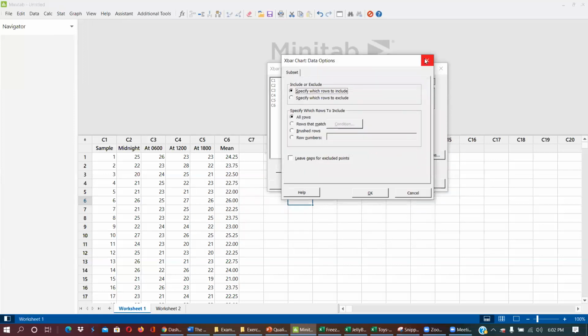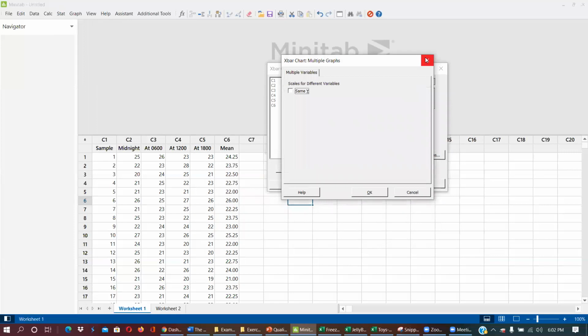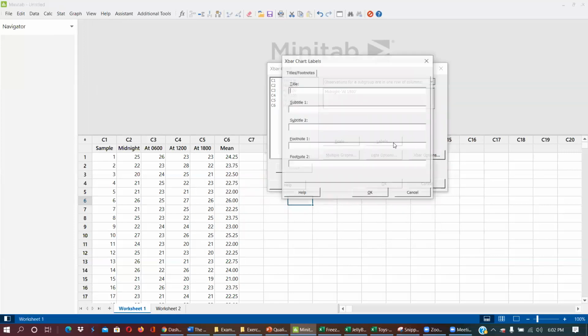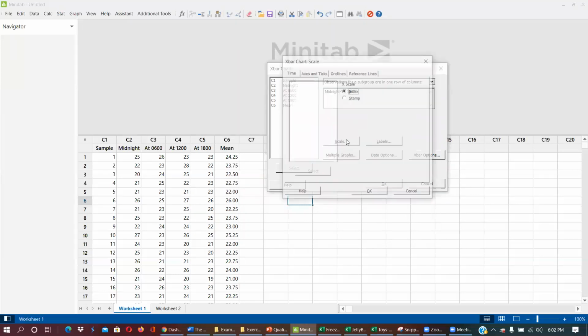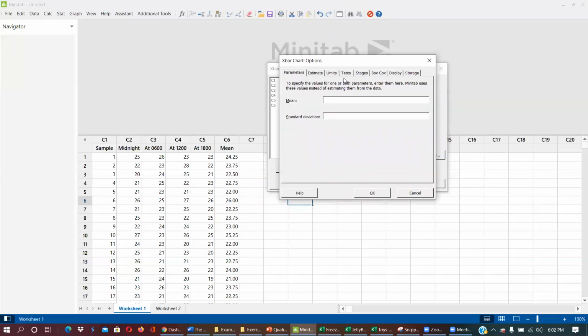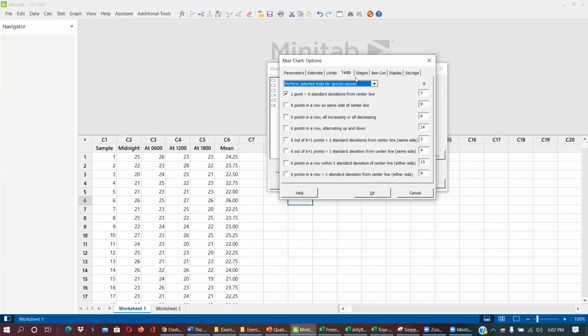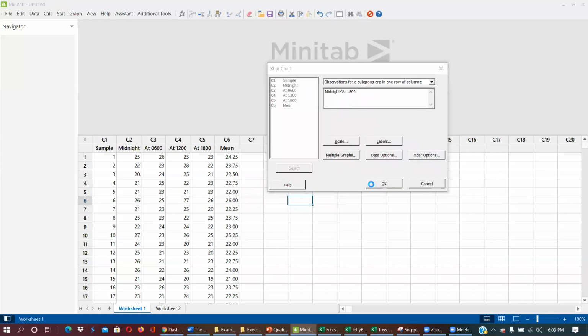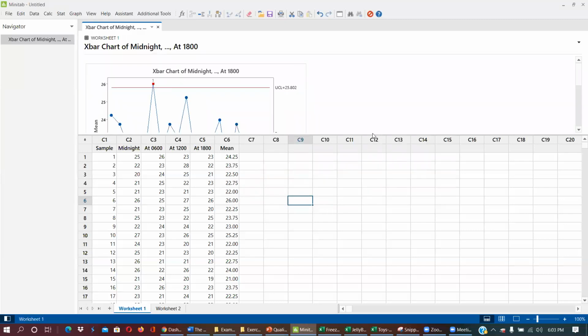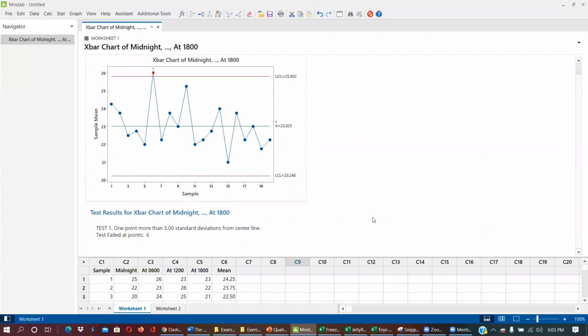Data options, here you have multiple groups. Levels, you can put also levels, we don't want to put scale. Now here you can see this is the X bar chart. What does it explain? Here you can see test one: 1 point more than 3 standard deviations from center line, test failed at 6.